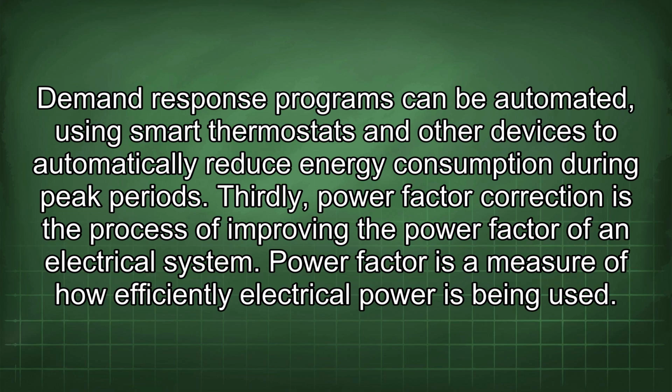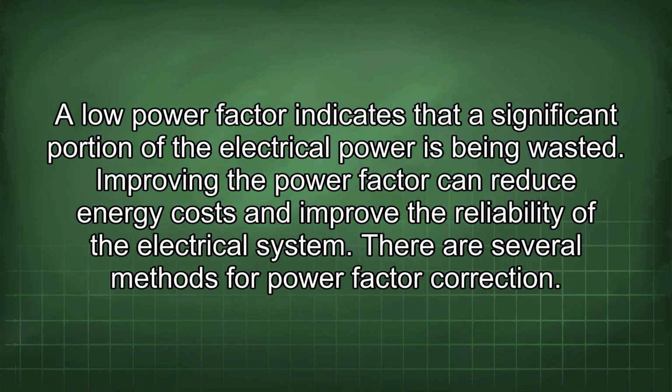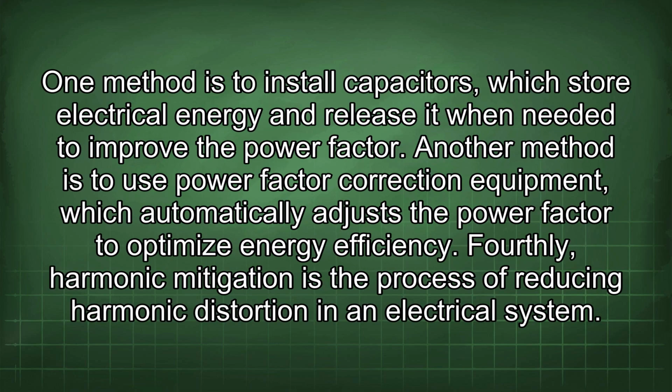Thirdly, power factor correction is the process of improving the power factor of an electrical system. Power factor is a measure of how efficiently electrical power is being used. A low power factor indicates that a significant portion of the electrical power is being wasted. Improving the power factor can reduce energy costs and improve the reliability of the electrical system. There are several methods for power factor correction. One method is to install capacitors, which store electrical energy and release it when needed to improve the power factor. Another method is to use power factor correction equipment, which automatically adjusts the power factor to optimize energy efficiency.